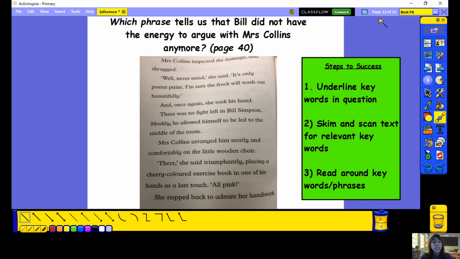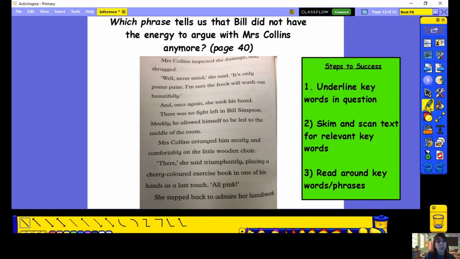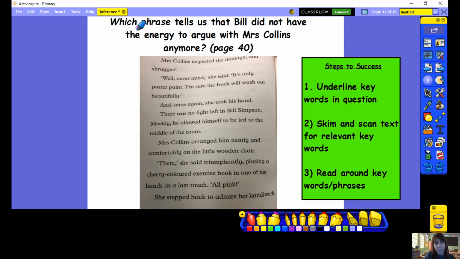Which phrase, so phrase means a short part of a sentence, tells us that Bill did not have the energy to argue with Mrs. Collins anymore. So my first step to success is to underline keywords in the question. So I know that I'm looking for a phrase telling us that he didn't have the energy to argue. So something that's going to make Bill sound like he's feeling quite defeated.